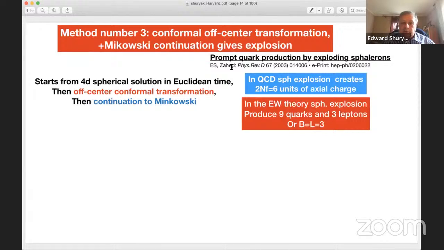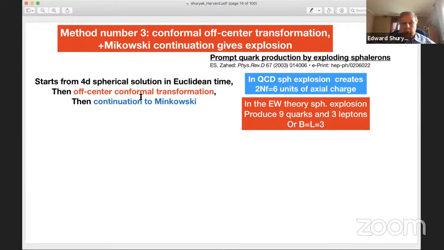The third is from Ismail Zahed and myself, again 20 years ago. There is some four-dimensional spherical solution in Euclidean space-time, to which we apply an off-center conformal transformation. This is standard mathematical physics: the classical Yang-Mills equation is conformal, and you can generate new solutions by conformal transformation. The second step is continuation to Minkowski space. After that, you have a rather complicated solution which describes the explosion of a spheroid. It starts as a static magnetic bomb, and then it goes into an expanding spherical wave of gauge field.